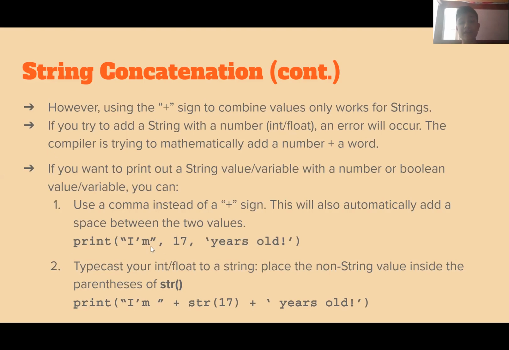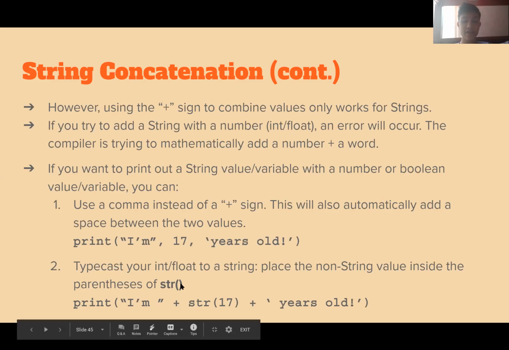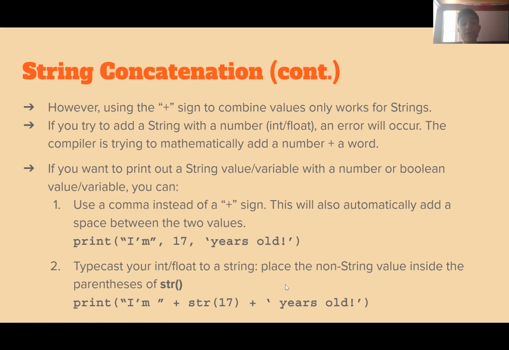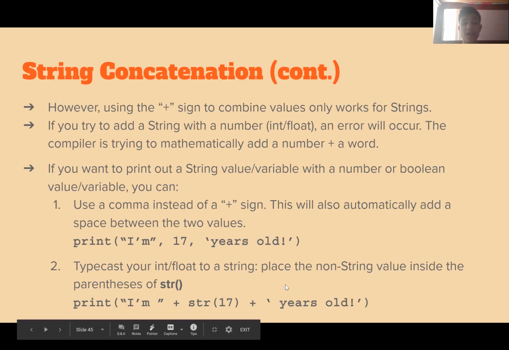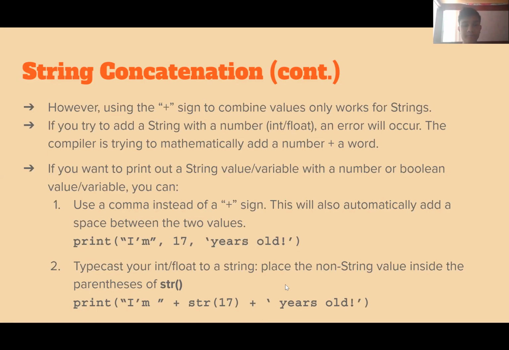Or you could typecast your int, float, or boolean to a string. You could place the non-string value inside the parentheses of the statement str, short for string. And here's an example of it. So you've got print I'm plus string 17 plus years old. Notice how there are spaces at the end of I'm, and before years old. This is because when you use pluses, it doesn't automatically add a space, so you have to space it out in your quotation marks and not through the variable.